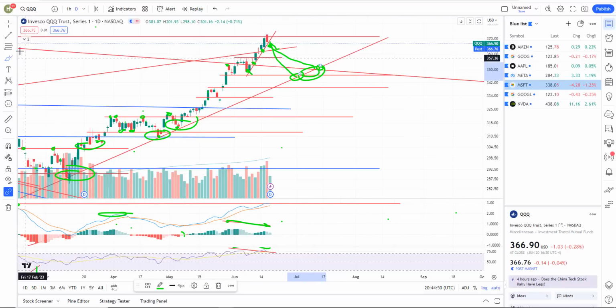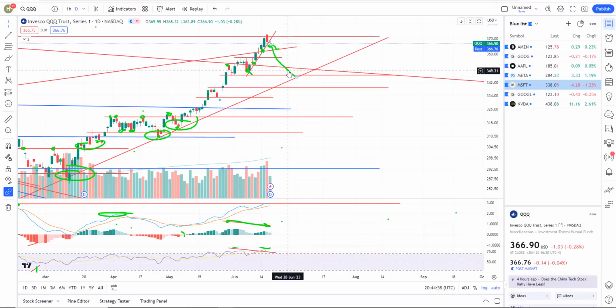All right. If you're looking to short this hourly breakdown, the target where you'd want to cover is down at that major trend line, because that's the major trend on the daily chart. So you're likely going to get a bounce there for sure. So that's it on triple Qs.